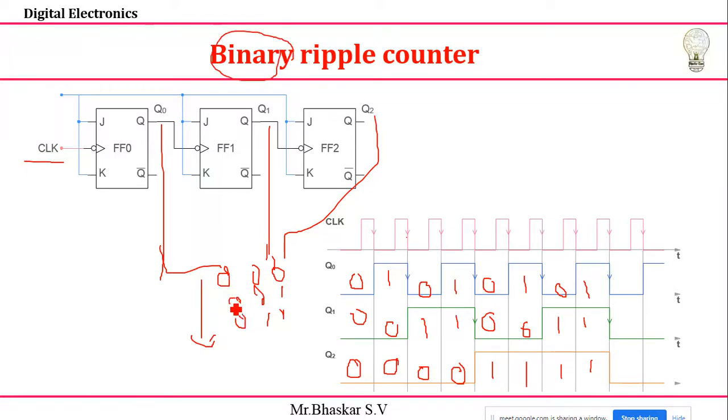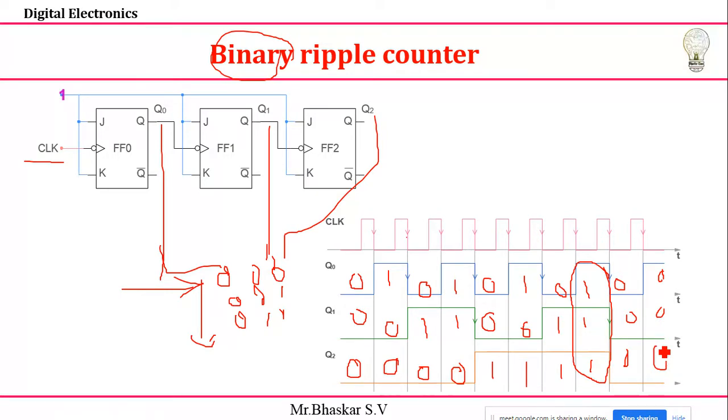Binary values start counting from where to where? Starting initially it is 0, the maximum count is 7. After 7, what is the value you will get? 0. The process will be repeated if you continuously give my clock signal. 0 0 0 and next it is 0 0 1. Continuously you are getting my values.